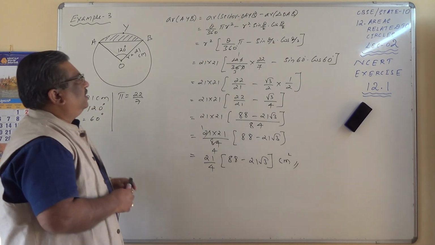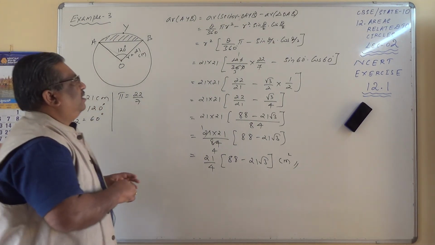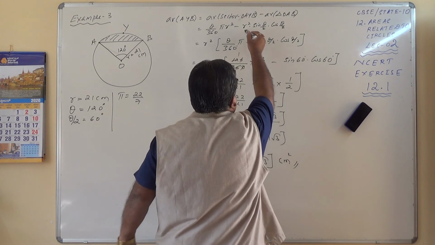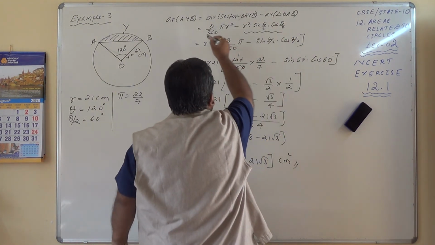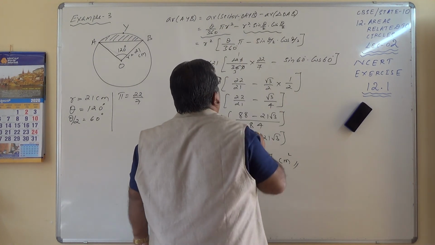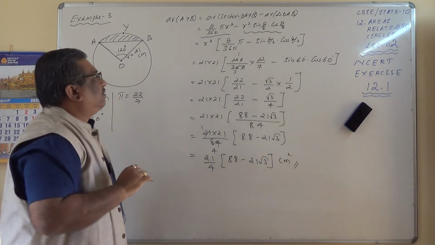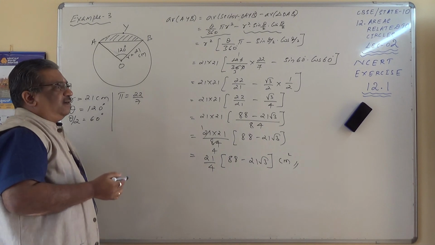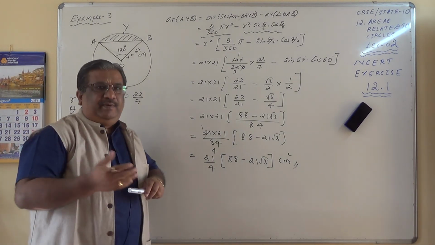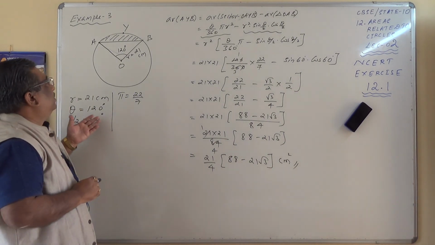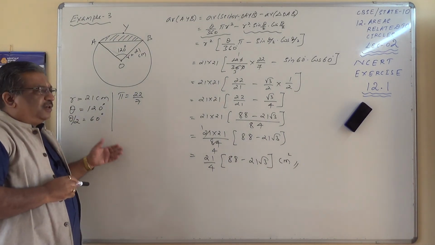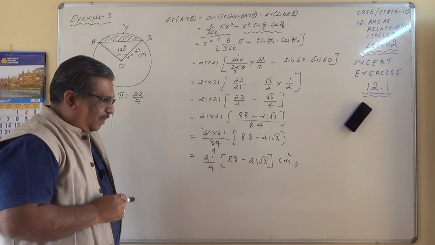One important thing is that here this particular part is the area of the triangle OAB, and this part is the area of the sector. You have to remember this, and how to calculate the area of the triangle, I have discussed in my previous class. So make a note of this one, example number 3. You can pause the video and note it down.